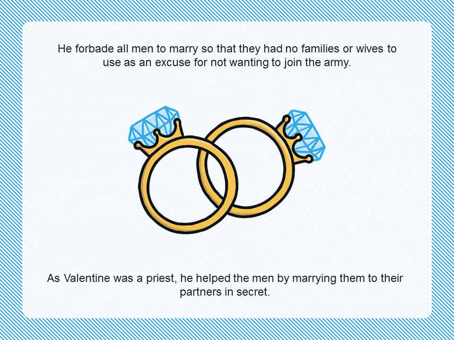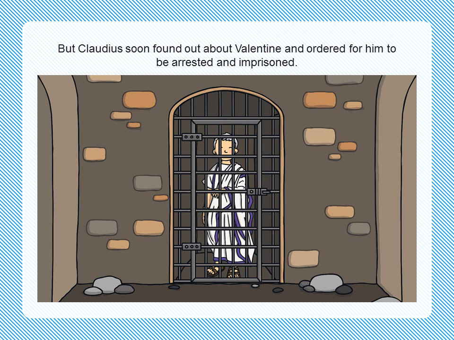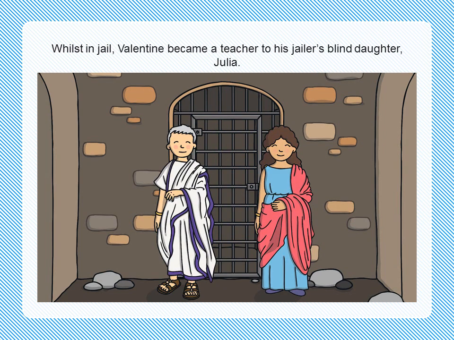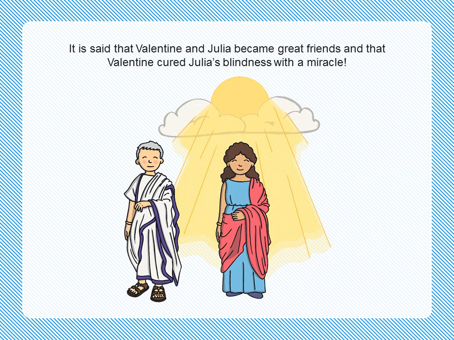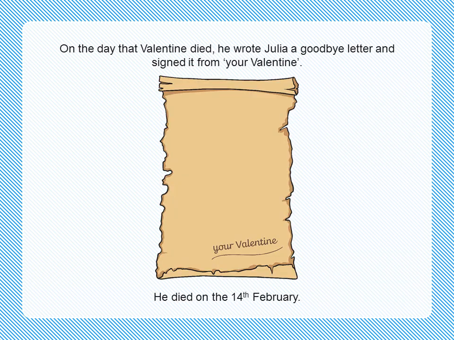He did not allow men to marry, so they had no families or wives to use as an excuse for not wanting to join the army. As Valentine was a priest, he helped the men by marrying them to their partners instead. But Claudius soon found out and ordered for Valentine to be arrested and imprisoned. Whilst in jail, Valentine became a teacher to the jailer's blind daughter, Julia. It is said that Valentine and Julia became great friends and that Valentine cured Julia's blindness with a miracle. On the day that Valentine died, he wrote Julia a goodbye letter and signed it, Your Valentine. He died on the 14th of February.